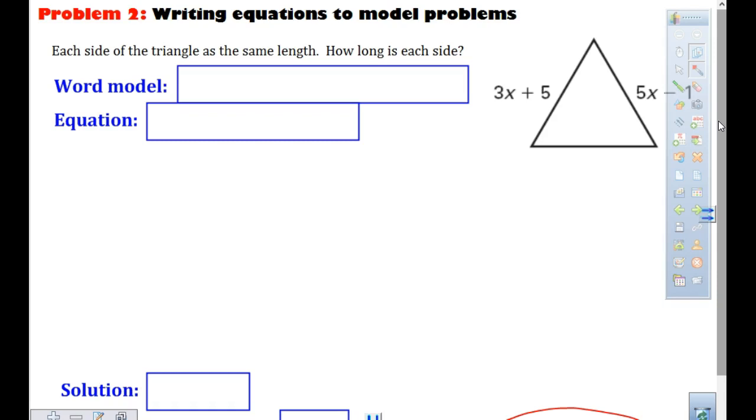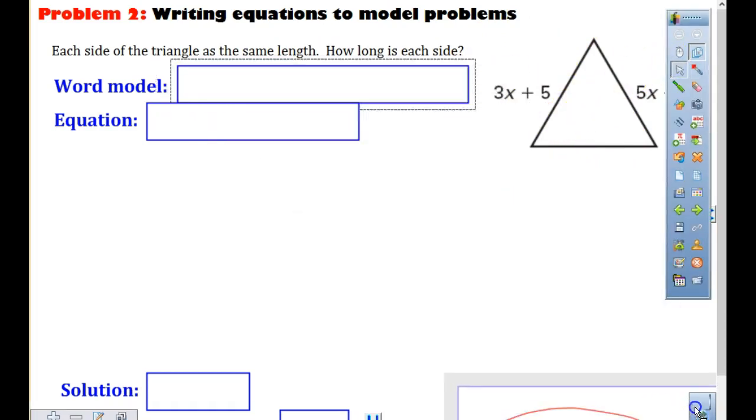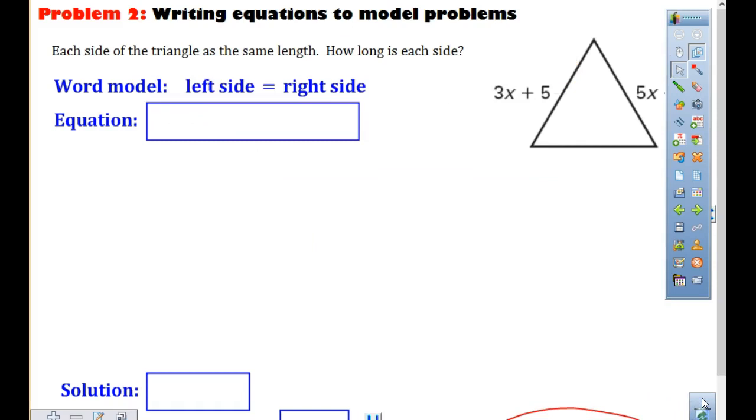All right, so in this one, what does it tell us first? Each side of the triangle is the same length. How long is each side? So here is our word model. If we know all 3 sides are the same, could we start off with just saying the left side is equal to the right side? Doesn't that make sense for our figure?